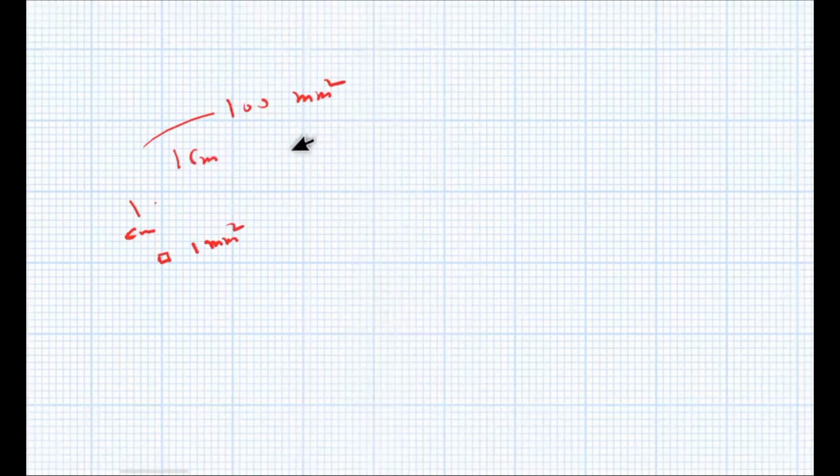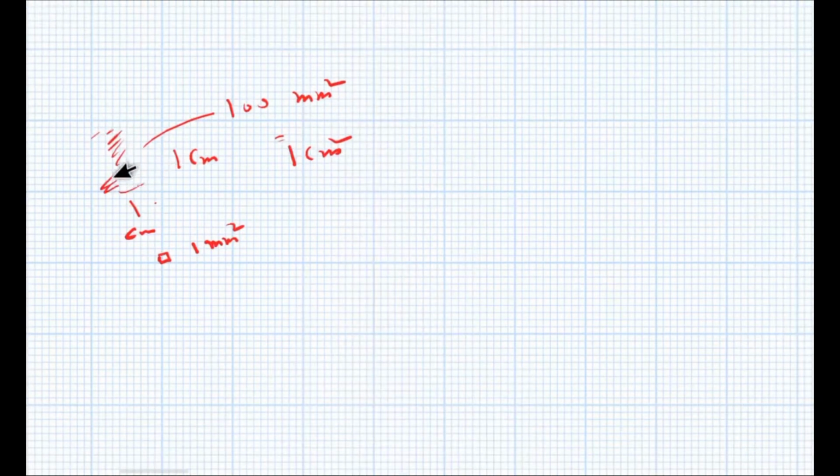So one small block is 1 square millimeter. Therefore, the total blocks are 100. 10 here, how many blocks? 100. This one is 100 millimeter square, or 1 into 1 centimeter square. This is your required area.